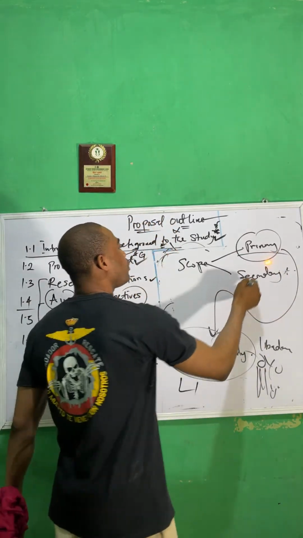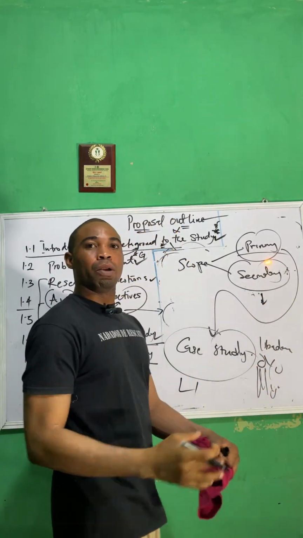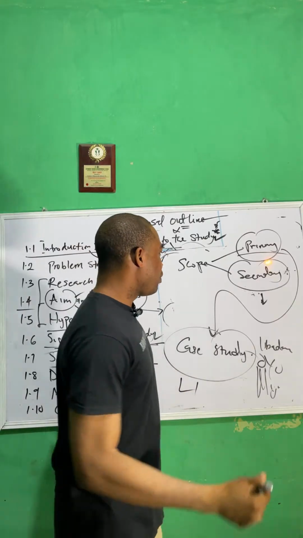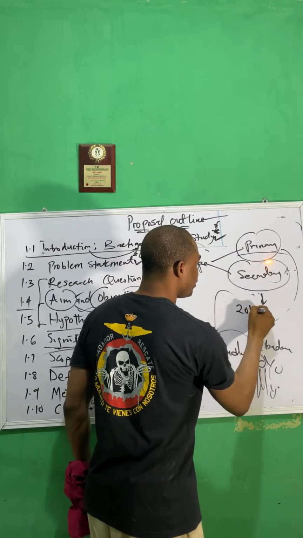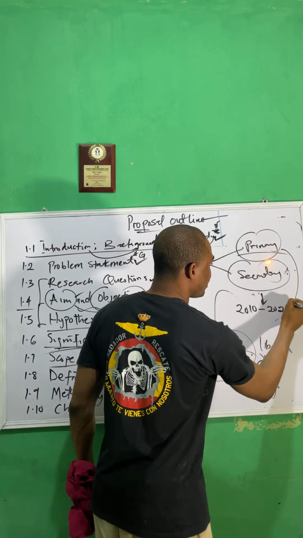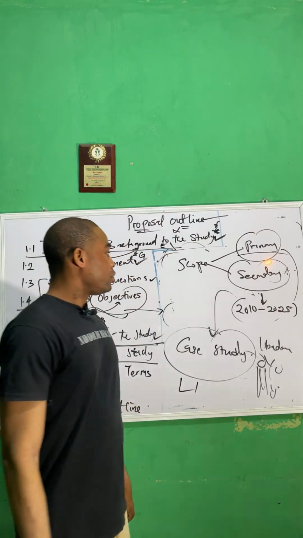But the scope of the study for the secondary data will be speaking of the range of years you are looking at. For example, in secondary data, you might be looking at data from 2010 to 2025. That's the scope. That's what your research is covering. You understand?